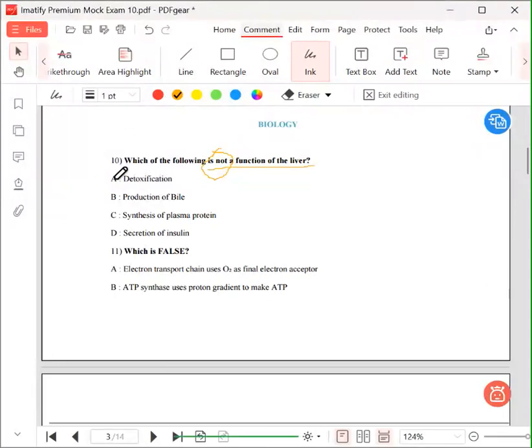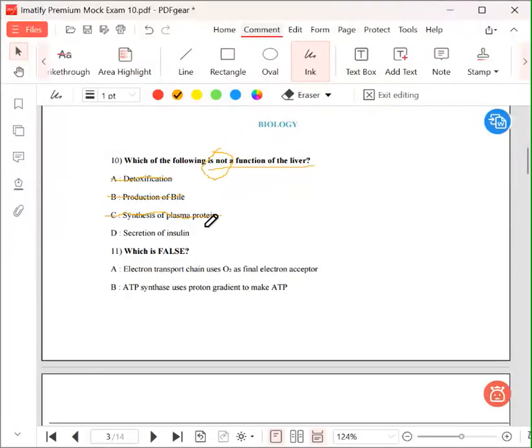For example, the first option states detoxification. Yes, it is a function of liver. It detoxifies chemicals. Eliminate this option. Production of bile. Yes, liver does produce bile, though it is stored in the gallbladder, it is produced by the liver. So, it is a function of liver. Eliminate it. Synthesis of plasma protein. Yes, liver does synthesize some gamma globulins and immunoglobulins.